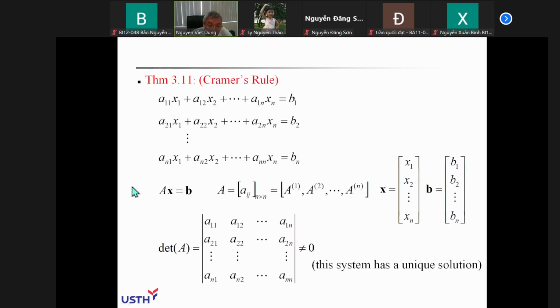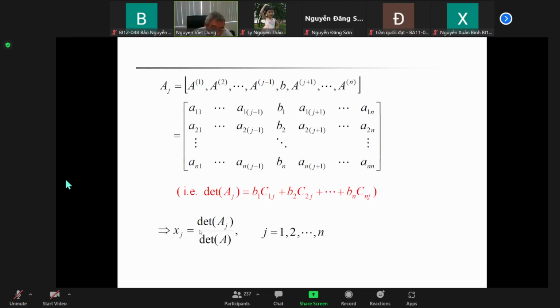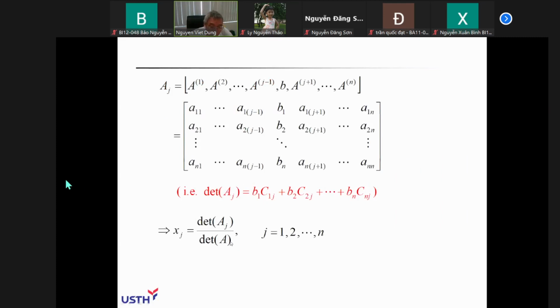The second application is what we call Cramer's rule. So Cramer's rule says if you have a system of linear equations in the matrix form like Ax equals B, and A is an invertible matrix, then the system will have a unique solution. This application will give you an explicit solution for the system. It is given here. Then xj will be determinant of Aj over determinant of A, where Aj is obtained from A by replacing the j-th column by the column of the right hand side.